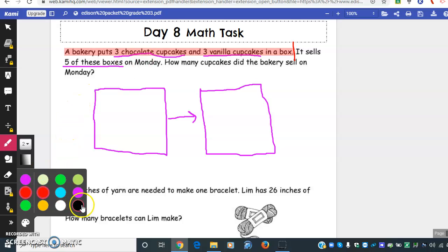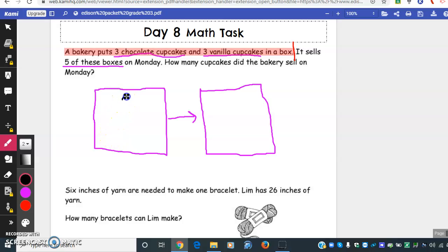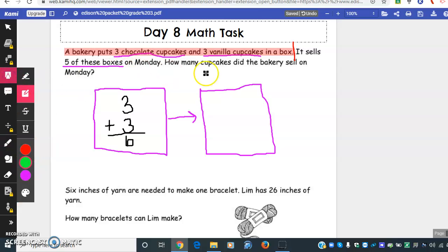What I'm going to do then is write the 3 chocolate cupcakes, the 3 vanilla cupcakes, and because this is a some more, I'm just going to add. They put in some, and then they put in some more, which makes 6 cupcakes. 6 cupcakes in that box. Now I'm going to head to the second part of our question. The second part says, it sells 5 of these boxes on Monday.